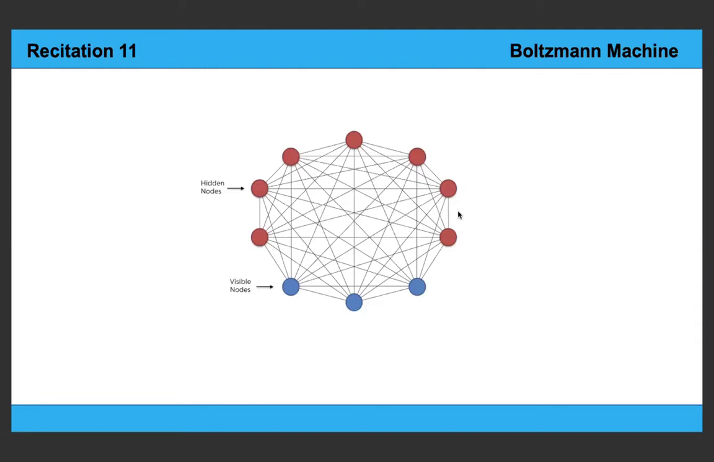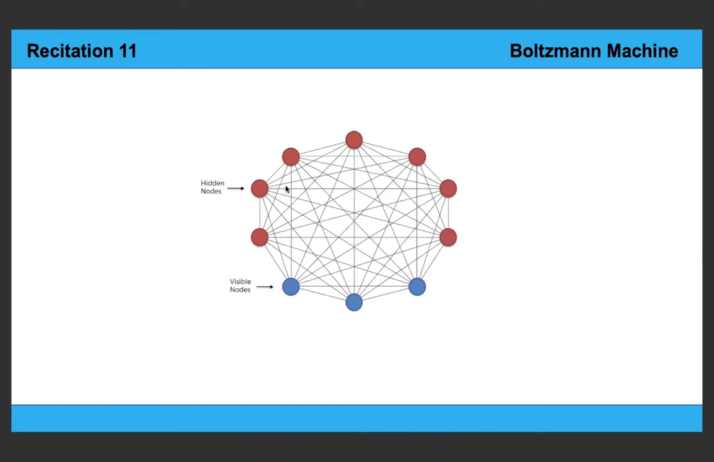In this recitation, we will talk about the Boltzmann machine, the relationship between the Boltzmann machine and the Hopfield network, and also the restricted Boltzmann machine, which is known as RBM. First of all, there will be a brief introduction to the Boltzmann machine and what it actually does.